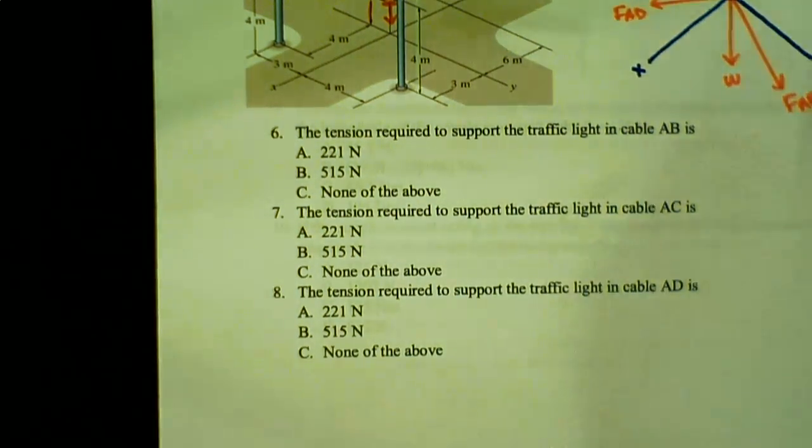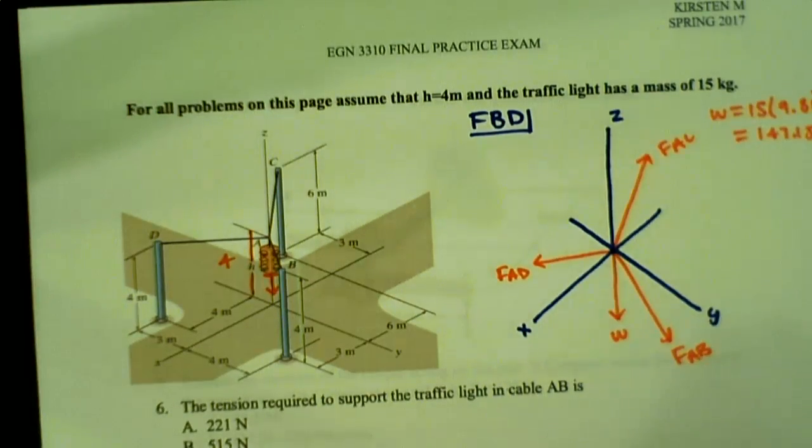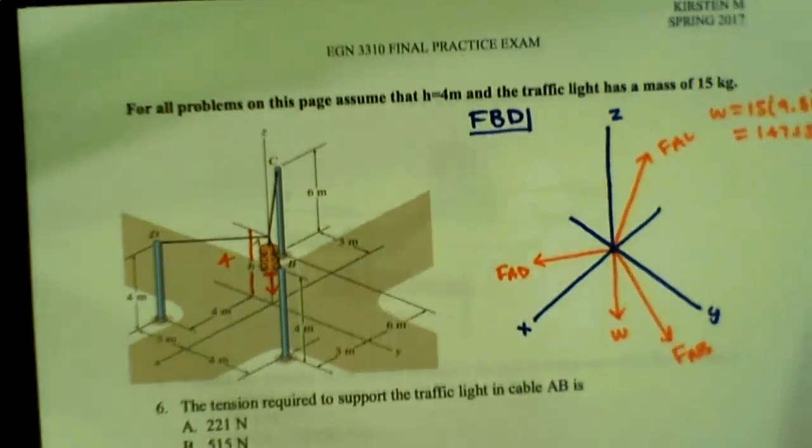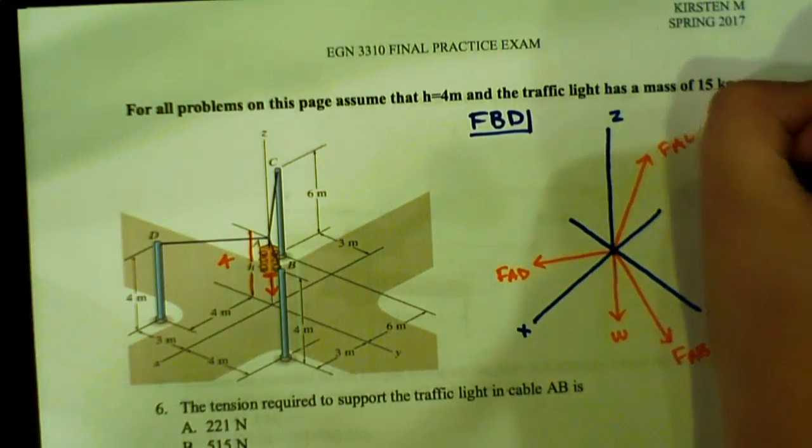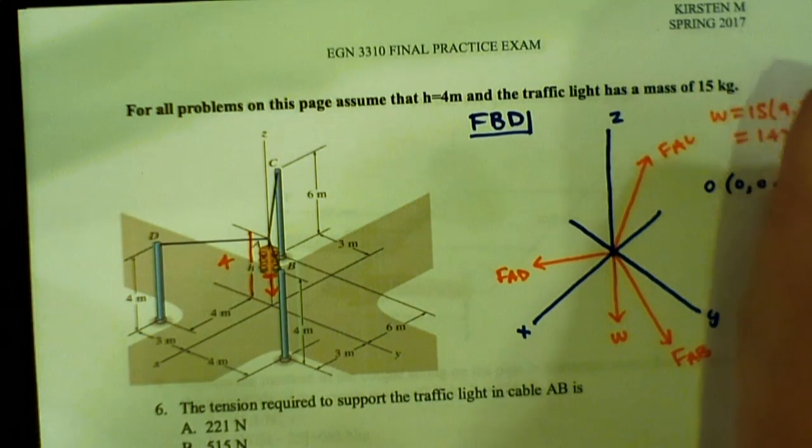So what I like to do is I know that I'm trying to find forces, so I don't know what the forces are, so I'm going to have a vector. In order to find a force vector, I need a unit vector, which means I need a position vector, which means I need the points. So I'm going to write down the points. So O is going to be 0, 0, 0.